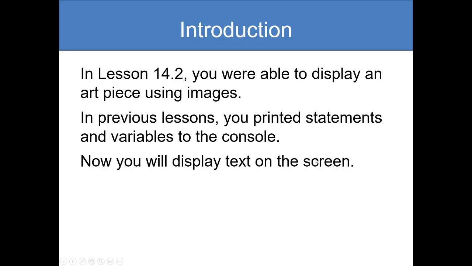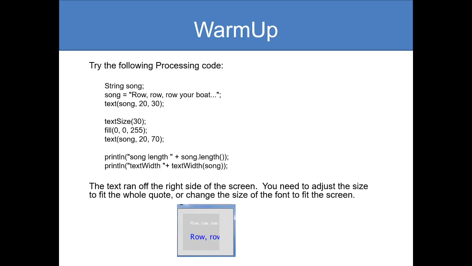In 14.2, we made some art pieces, really art pieces being we blended two pictures together. In previous lessons, we were able to make things pop up in our console, which is that little black bar at the bottom of our Processing screen. But now we're going to make it pop up on the actual screen, on the actual canvas, which is kind of fun and exciting. We already did this, and what wound up happening is that the text ran off to the right side of the screen.